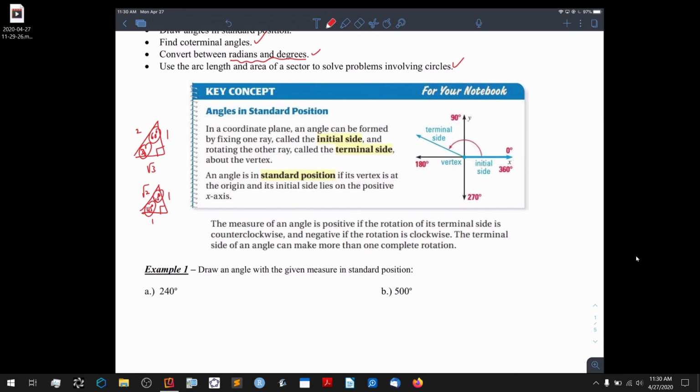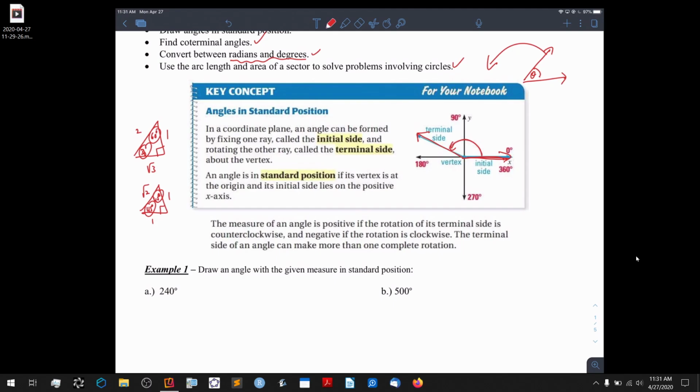I'll read this to you. It says, in a coordinate plane, an angle can be formed by fixing one ray. So you know that an angle is formed by two rays like this, and we were calling this theta earlier. So an angle can be formed by fixing one ray, the first ray, which we call the initial side, and then rotating the other ray around the origin. Wherever you stop, that ray is called the terminal side, and wherever you stop will determine how big the angle is, okay.